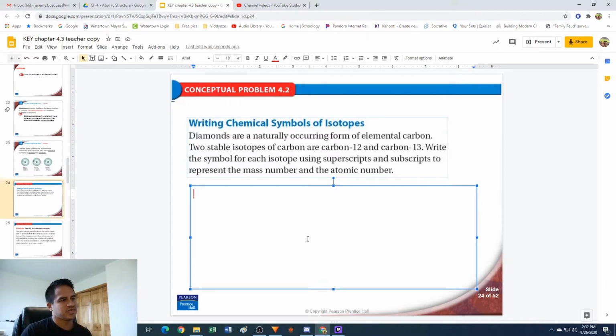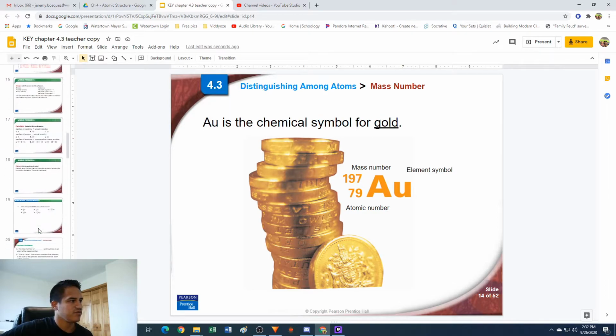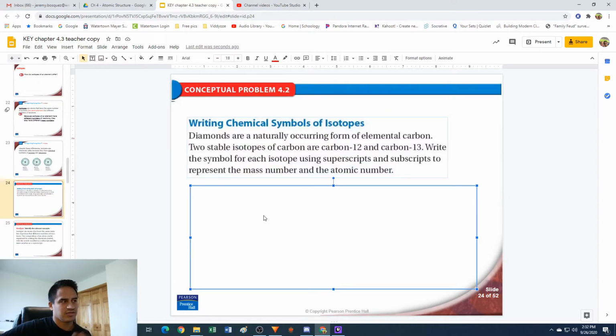So what this basically wants us to do is write isotope notation, which is this. It wants us to write this for carbon-12 and carbon-13. So we're going to need to know the element symbol, the mass number, and the atomic number to do this. Now, if you don't have a periodic table on hand, I'm going to give you the symbol for carbon, but you would need to look at the periodic table to find the symbol for carbon, as well as the atomic number for carbon. But I know them off the top of my head.